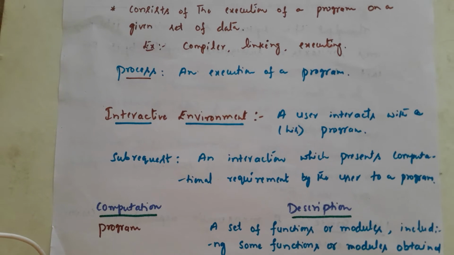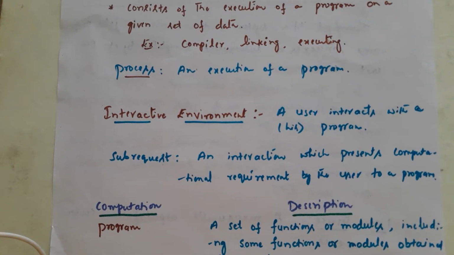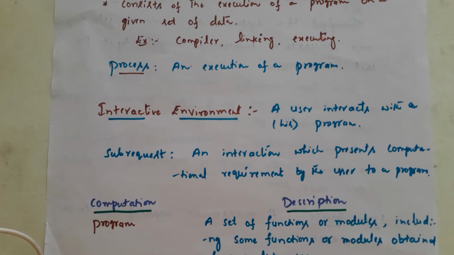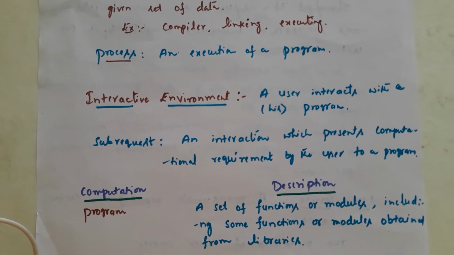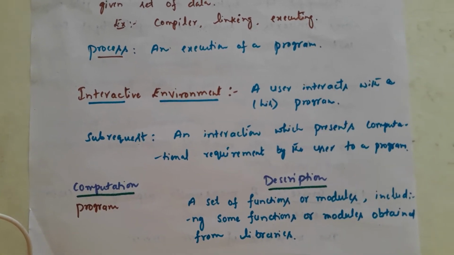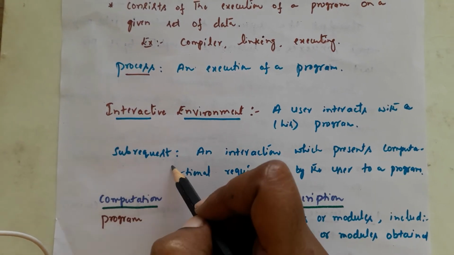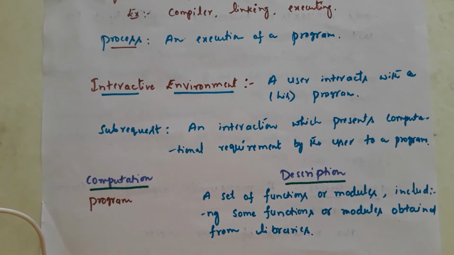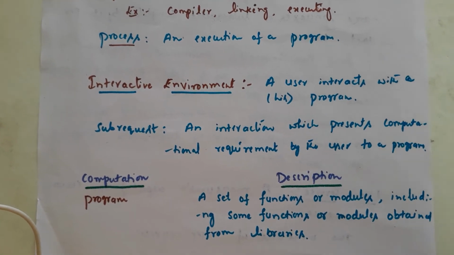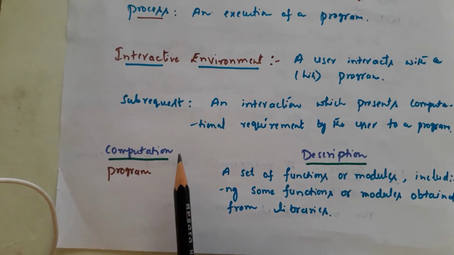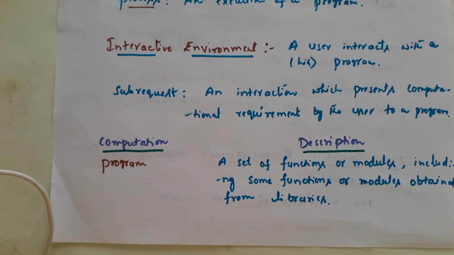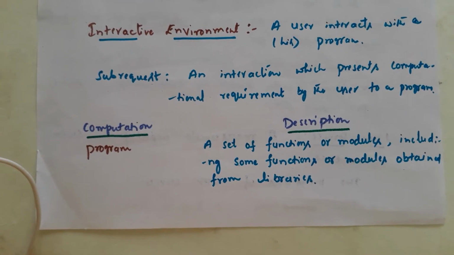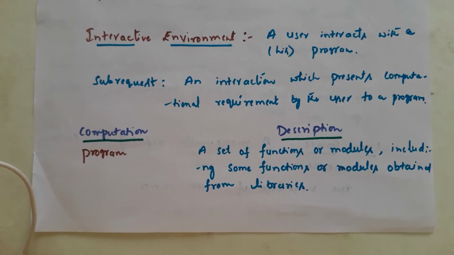If we come to an interactive environment, a user will interact with his or her own program. Here a user may make any computational request for processing to a program, and that request we call a sub request. Now, the key concerns we have discussed, like program, job or process, we have put in a table. You can see the computation and the description. A program is a set of instructions, maybe functions or modules. Sometimes the computational instructions come from a library.